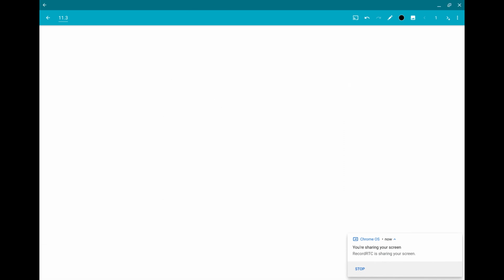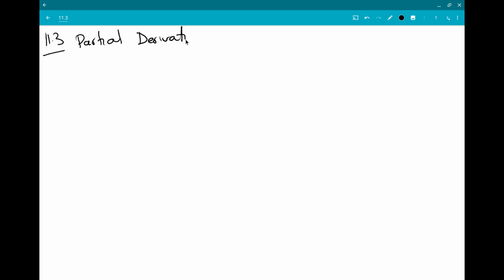All right, so section 11.3 is going to get us thinking about derivatives. And the specific type of derivative we're going to talk about is called a partial derivative. And so I think this is really the start of calculus for us in this class, and I think a lot of you are really going to enjoy it.